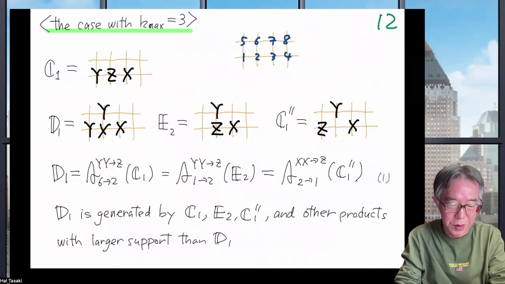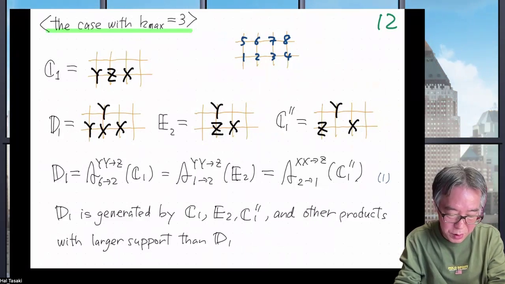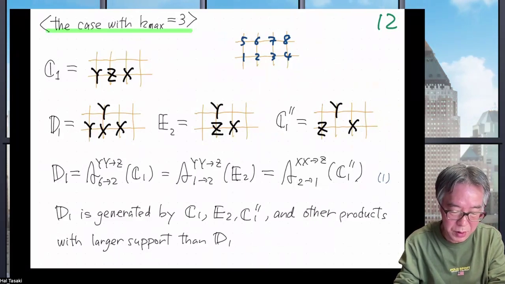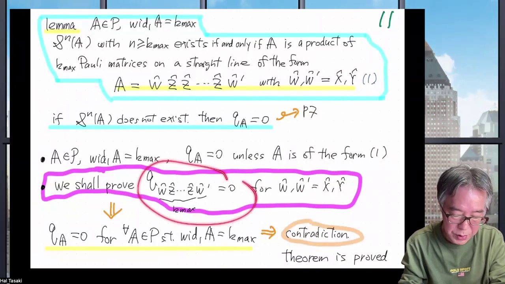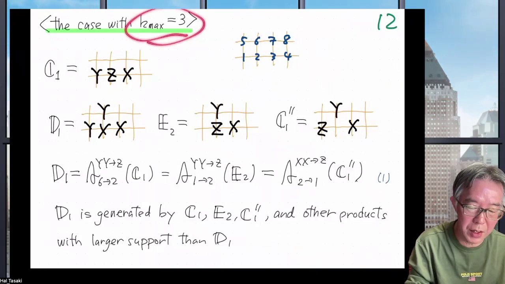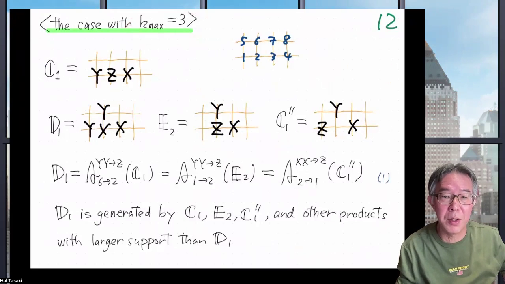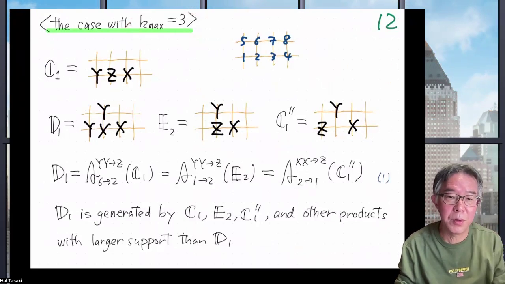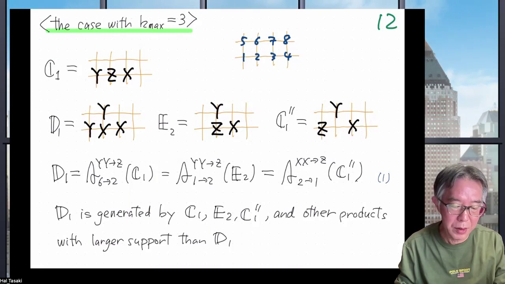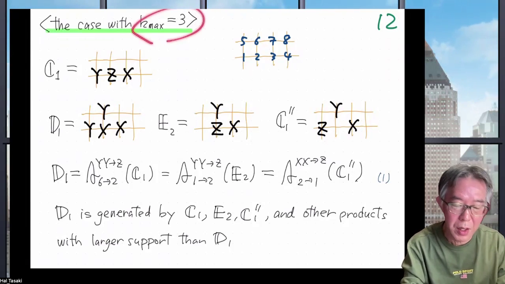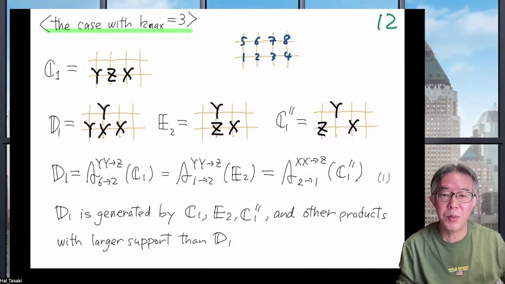It's a bit technical. This second half is a bit technical, and we have to choose precise products and write down the condition and show that the coefficient must be 0. Okay, so I will only discuss the case K max equals 3 in detail and leave the general case to our paper. But I would say that this K max equals 3 case contains some essence of the proof.